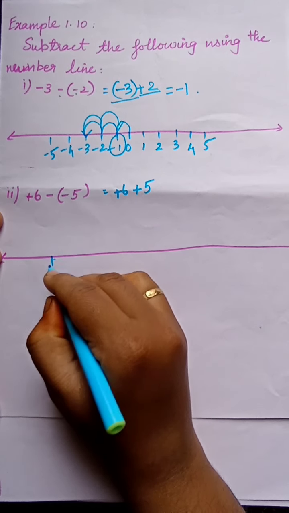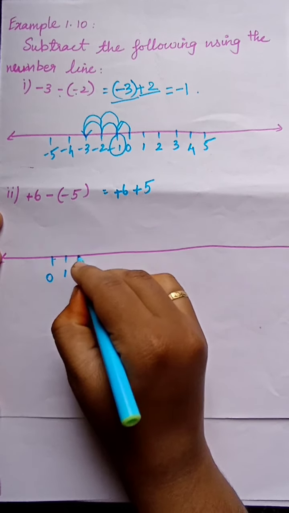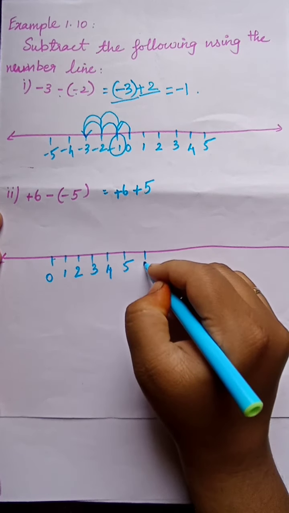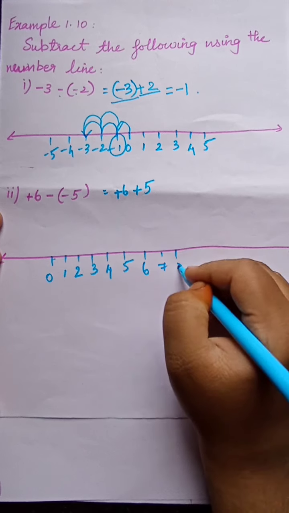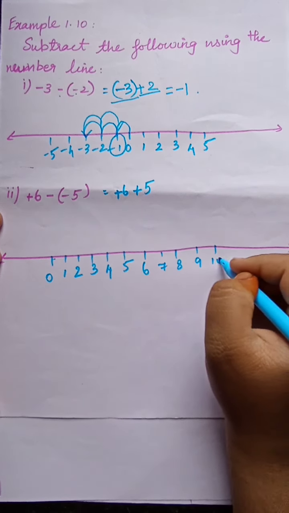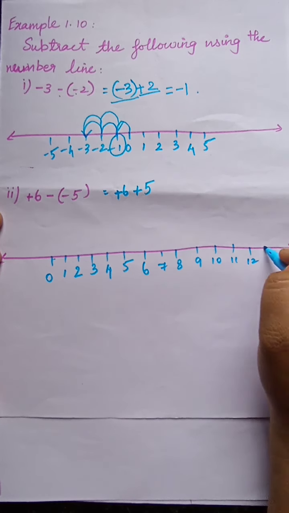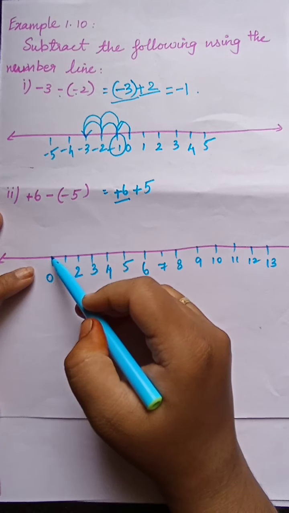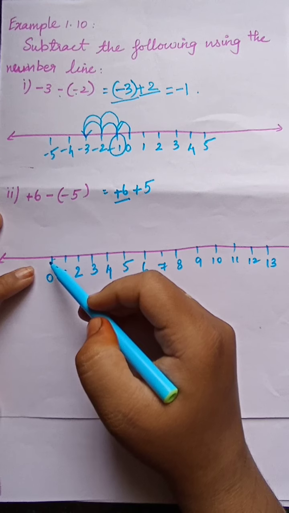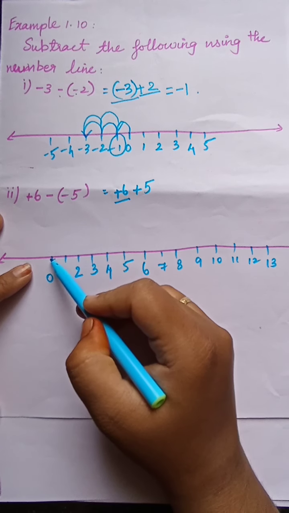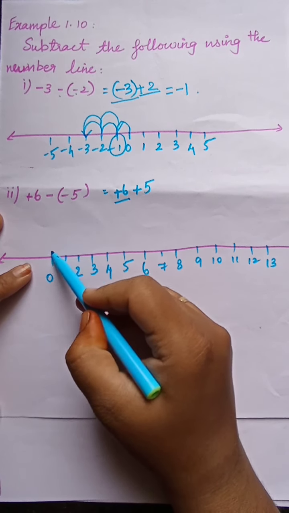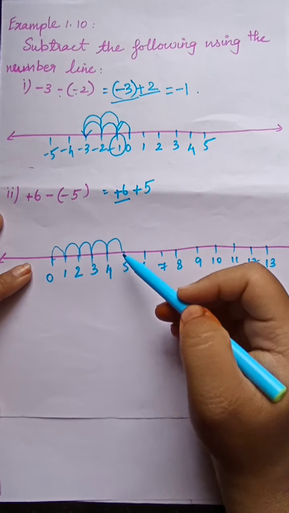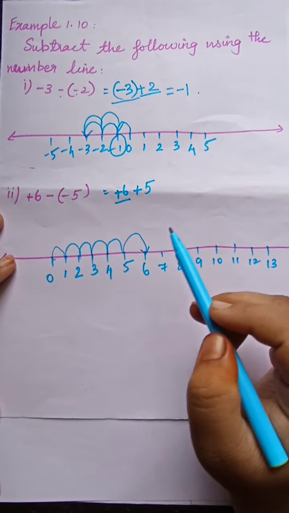So we can start from here, 0, 1, 2, 3, 4, 5, 6, 7, 8, 9, 10, 11, 12, 13. Now first thing is plus 6 here. So from 0 we have to move how many units? That is 6 units. So from 0 we have to move 6 units. That is 1, 2, 3, 4, 5, 6. So you will come and stand here.